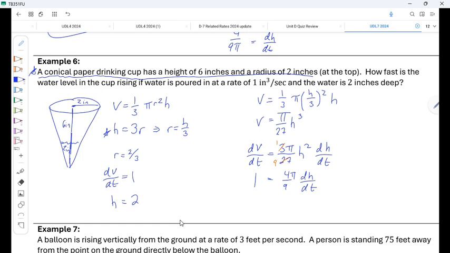This is our last example. Yep. So dh dt equals 9 over 4 pi. Yep. Height is in inches. It's a time rate, so inches per second.